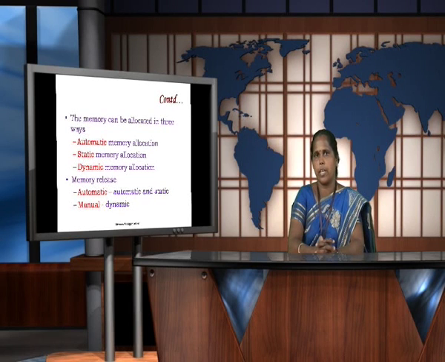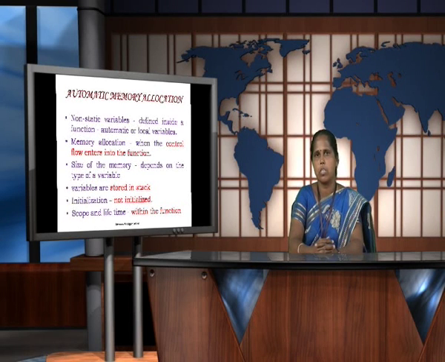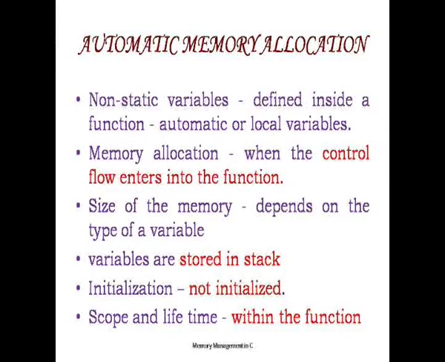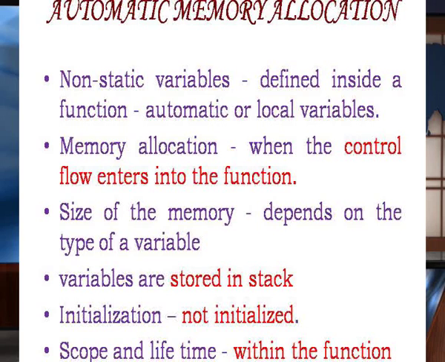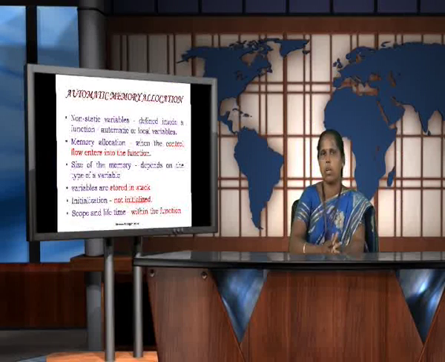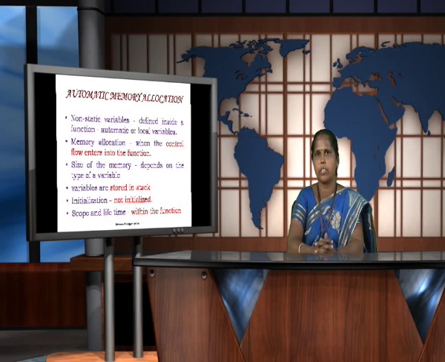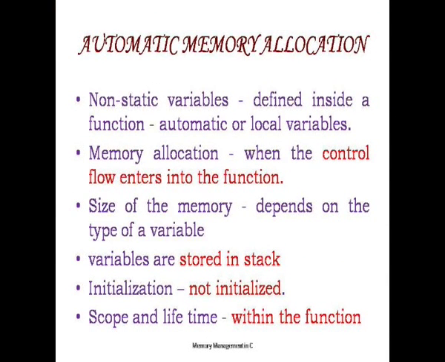Automatic memory allocation. The variables which are declared non-static and inside a function are called automatic variables. Those variables get memory allocation when the control flow enters the function, and the allocated memory is automatically released when the control comes out of the function. These automatic variables are stored in the stack and they are not automatically initialized.